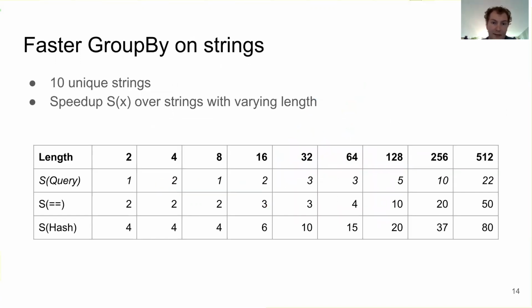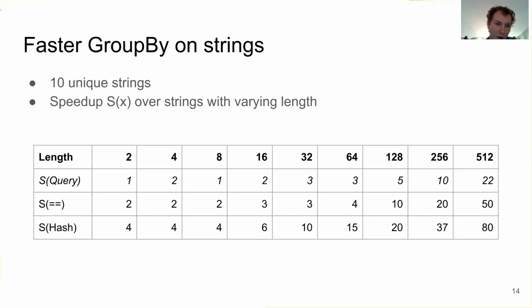What we also see is faster group by on strings. So suppose you have a string column consisting of 10 unique strings, which are repeated quite often, and you do a group by on those 10 strings. You will end up with a table like this. For the strings, we vary the length. And you see in the table, for each row, the first row is the speedup of the whole query. Second row, you see the speedup of the equality comparison, which is part of the whole query. And afterwards, the speedup of the hashing itself.